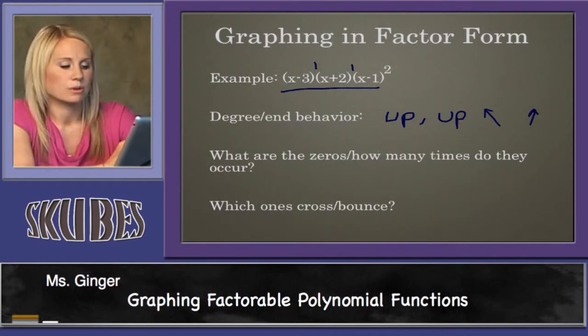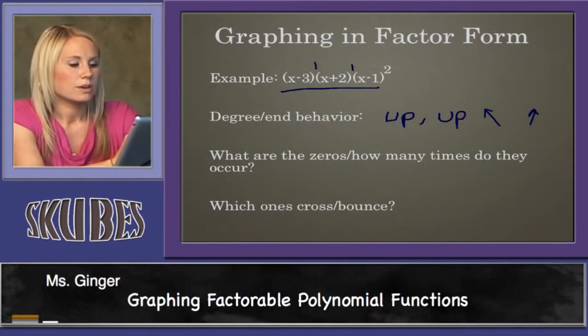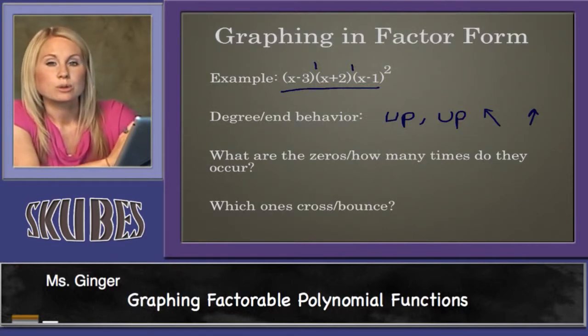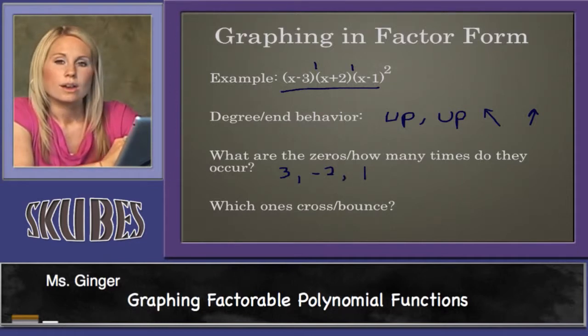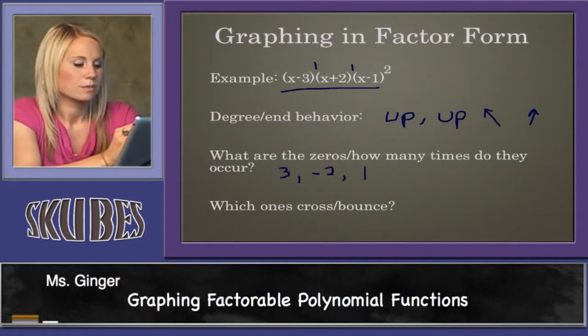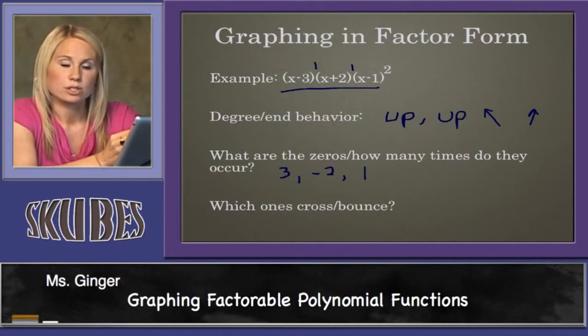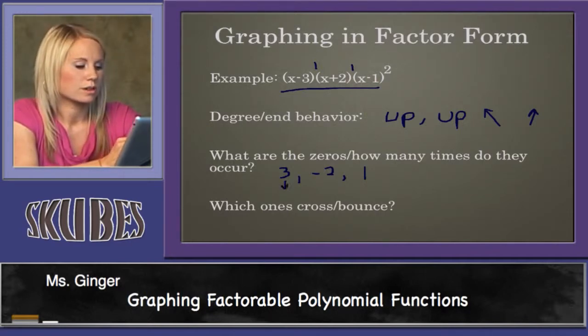Alright, so what are the zeros in this polynomial? If I set each one of these expressions equal to 0 and solved, I would get 3, -2, and +1. Alright, how many times do they occur? And we're going to look at the power on each expression for that. So the 3 occurs once, the -2 is another power of 1, but the 1 occurs twice.